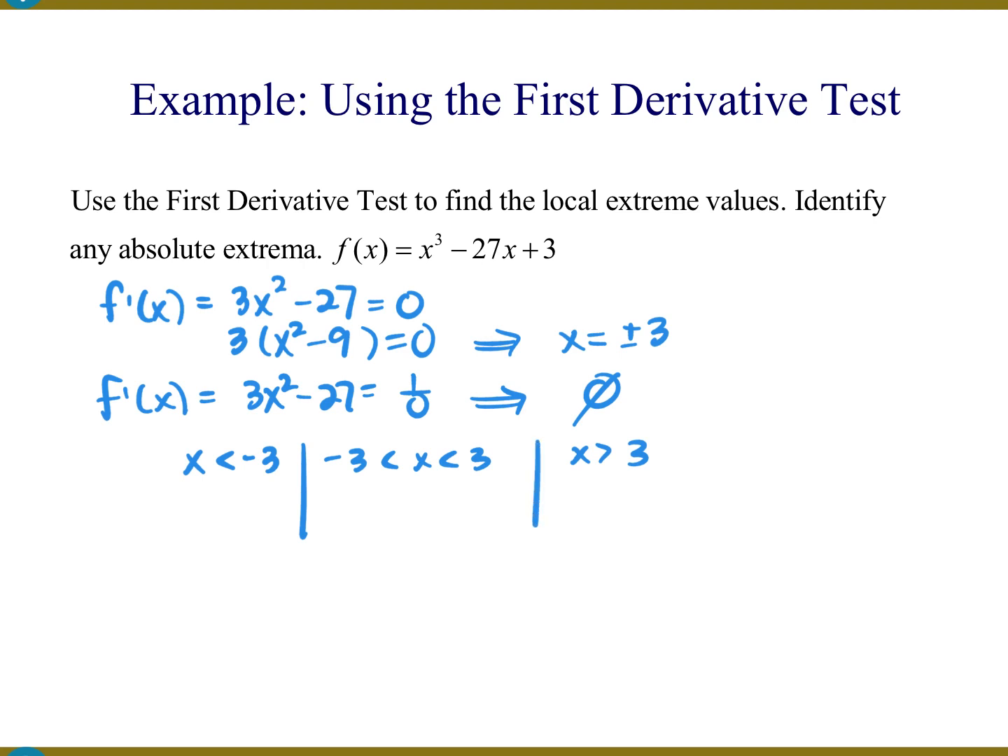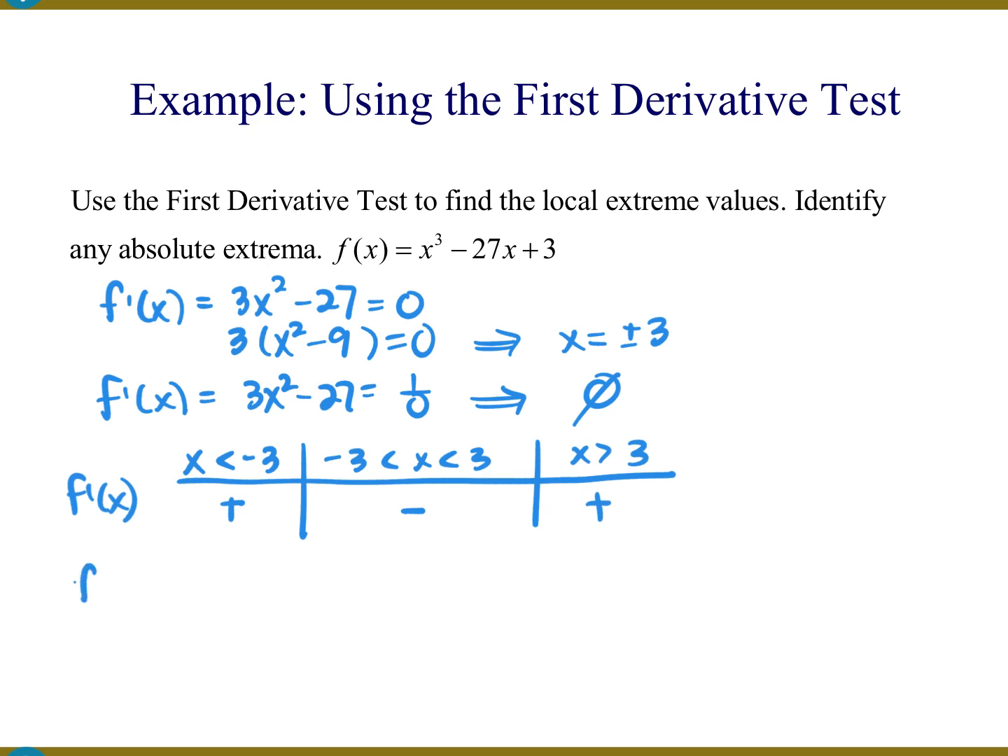And on those intervals, we test our values to see what the extrema will be. So I'm going to test negative 4. When I put negative 4 into the derivative, I get a positive value. I'm going to test 0. When I put 0 in, I get a negative value. And I'm going to test positive 4, which gives me a positive value again.